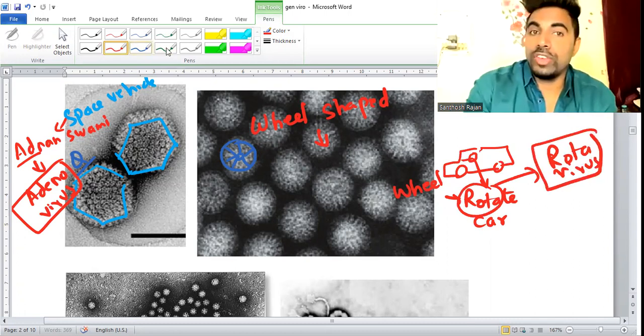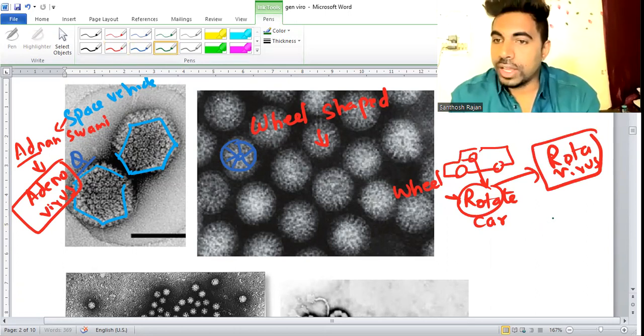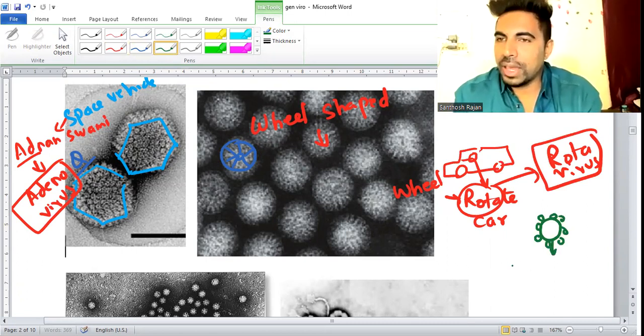Because we're talking about a wheel, there is one more wheel in your mycology also. Mycology may have a wheel shape. What is that? Am I hearing paracoccidioidomycosis? You're right. Paracoccidioidomycosis.